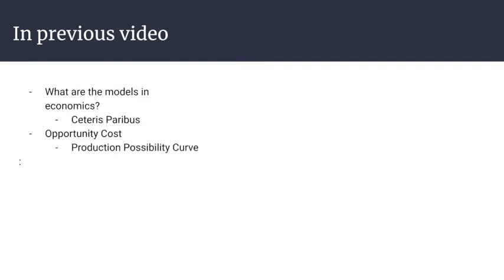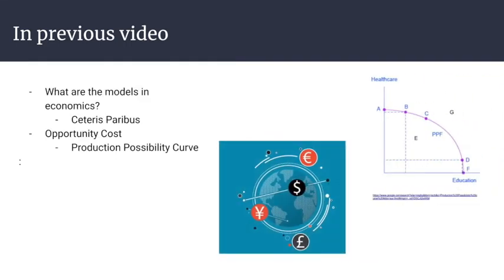In the previous video, we talked about the basic idea of models in economics. We briefly touched upon ceteris paribus, and we looked at the first idea, the first theory in economics, which is opportunity cost. We also looked at the first curve, which was the production possibility curve.